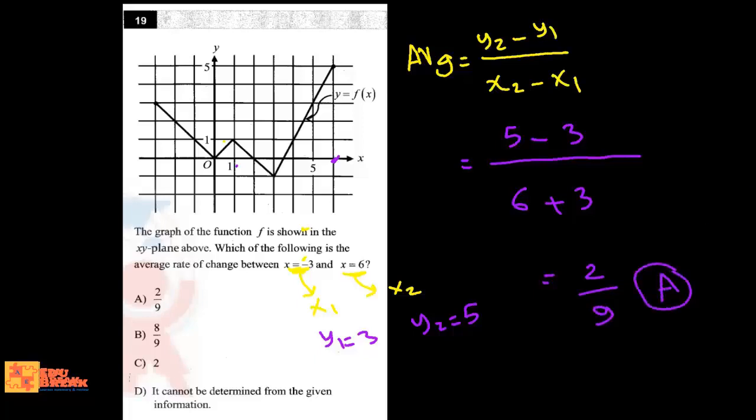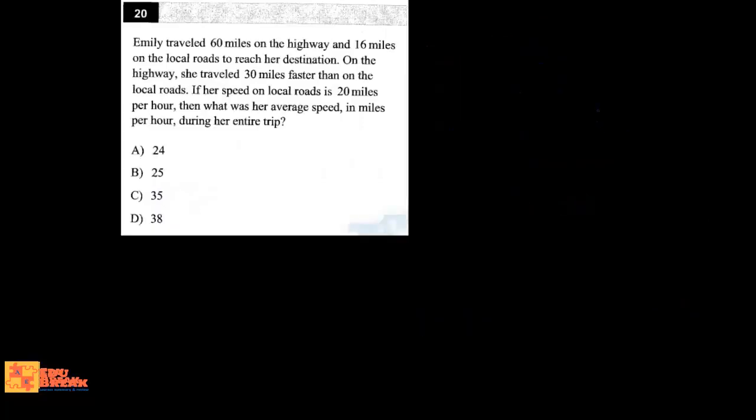Next question. Emily traveled 60 miles on the highway and 16 miles on the local roads to reach her destination. On the highway, she traveled 30 miles per hour faster than on the local road. If her speed on the local road is 20 miles per hour, then what was her average speed in miles per hour during her entire trip? You know that the average speed equals the total distance over the total time. We have a rule that speed equals distance over time, so the time equals distance over the speed.